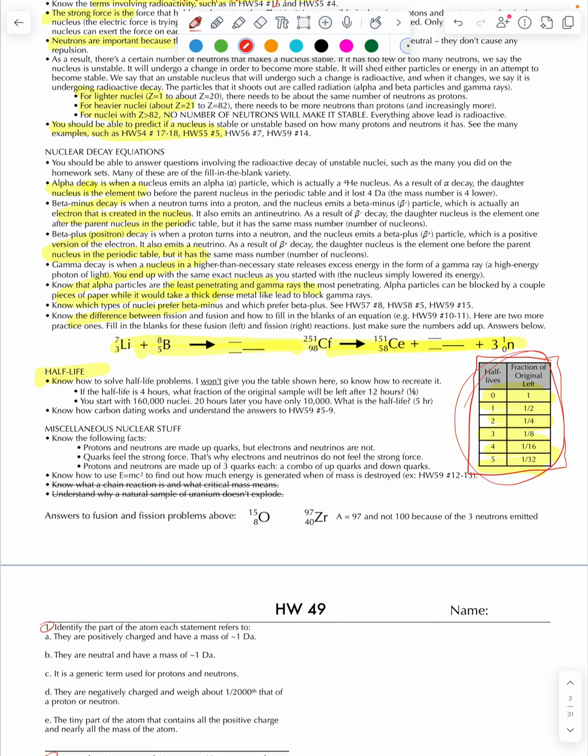Okay, don't forget that. And then I did mention carbon dating, which is really just going to be a question involving half-life. And then miscellaneous things before we get to our problems here: no, I won't ask about quarks. I won't ask about that. So forget that. And I'm not going to ask you about E equals MC squared, so you can ignore that. All right, let's hit some problems.